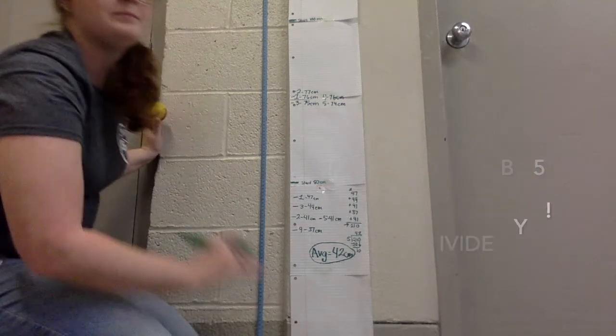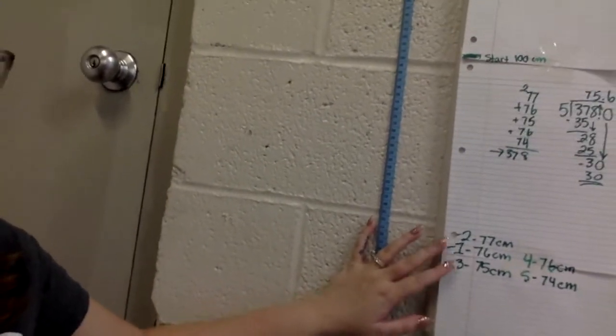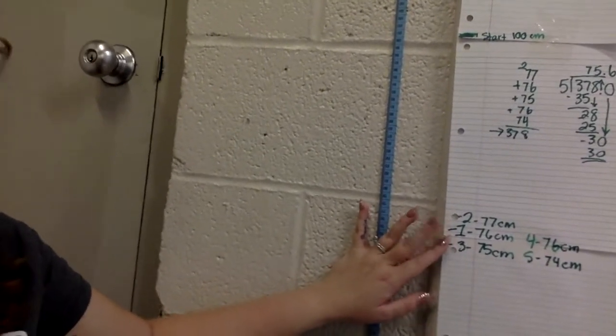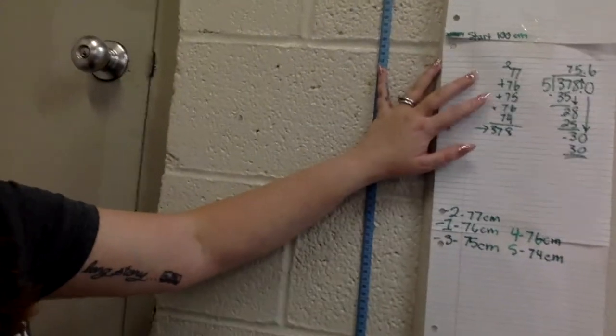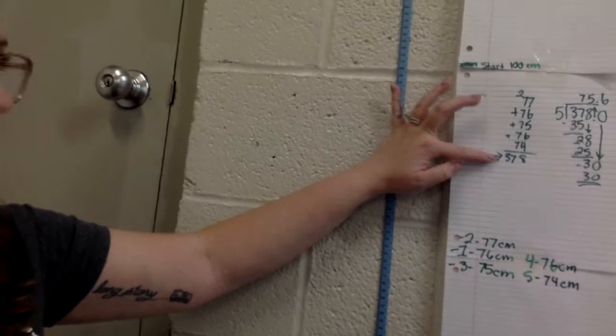All right, guys, we've done our math. We are back. I'm going to show you what we did again in case you were following along with me. So we took all of our numbers, the centimeter bounce heights, and then we added all of them up together. I got 378.